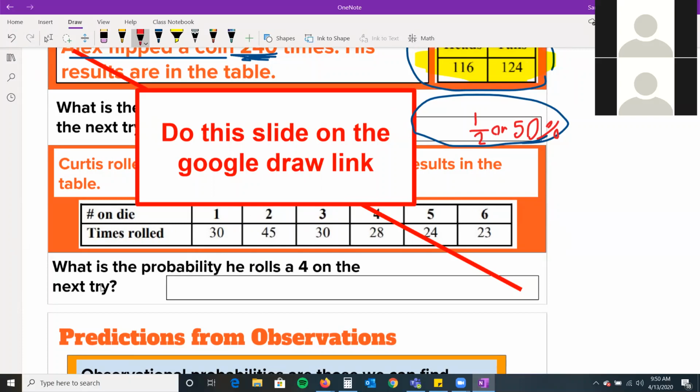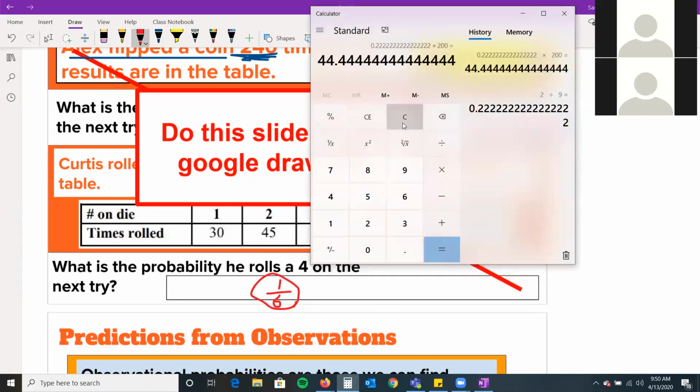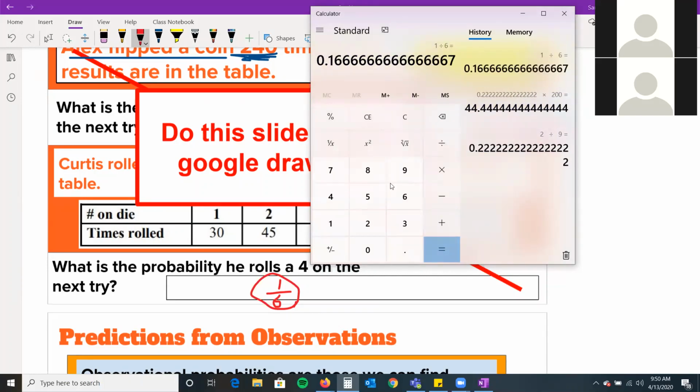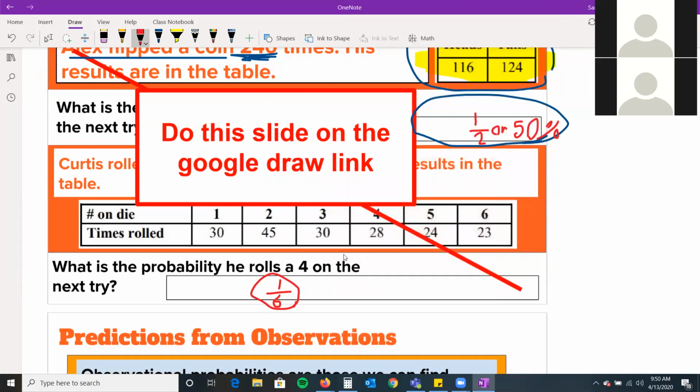So the probability he rolls a 4 on the next try is still 1 out of 6, guys. Even though in his experiment he got different values, it's going to fluctuate a little bit. It's still 1/6 chance of the next try. And what is that as a percentage? That's going to be about 16.6.